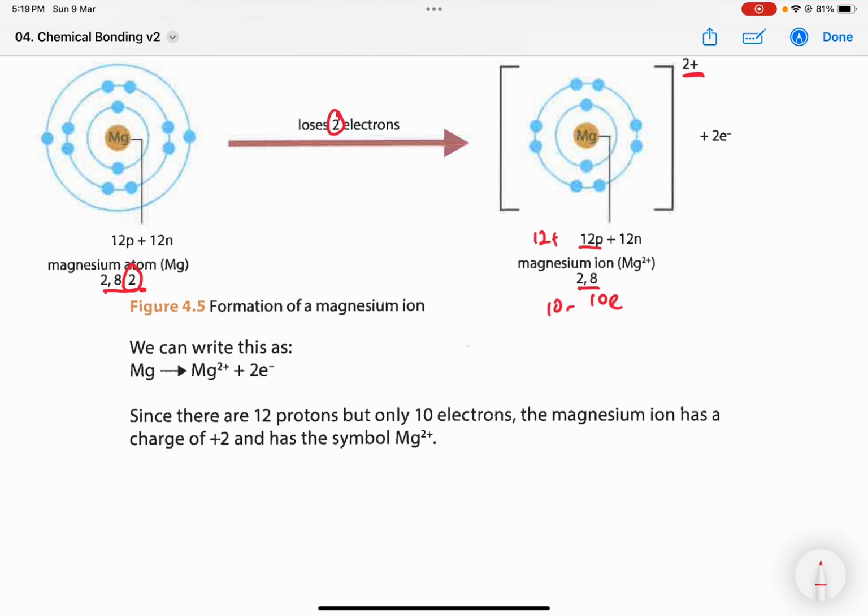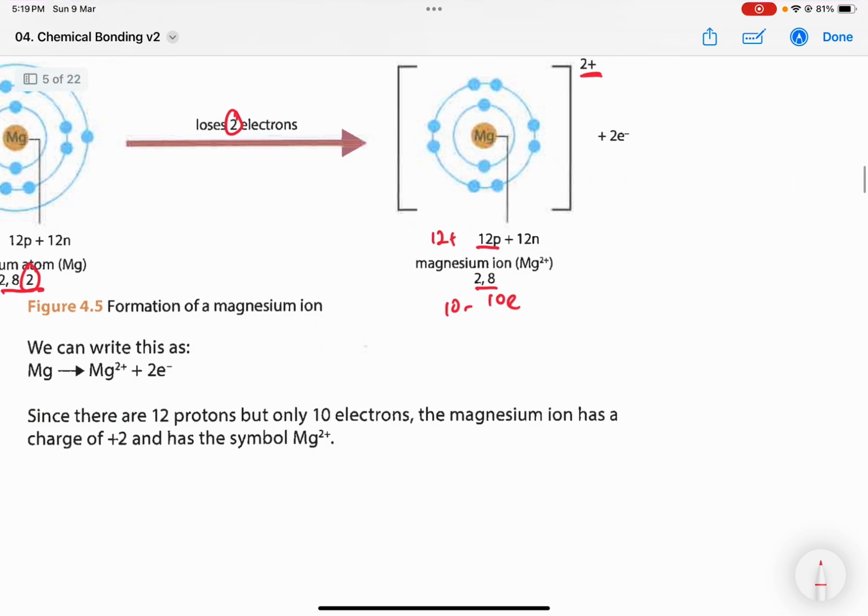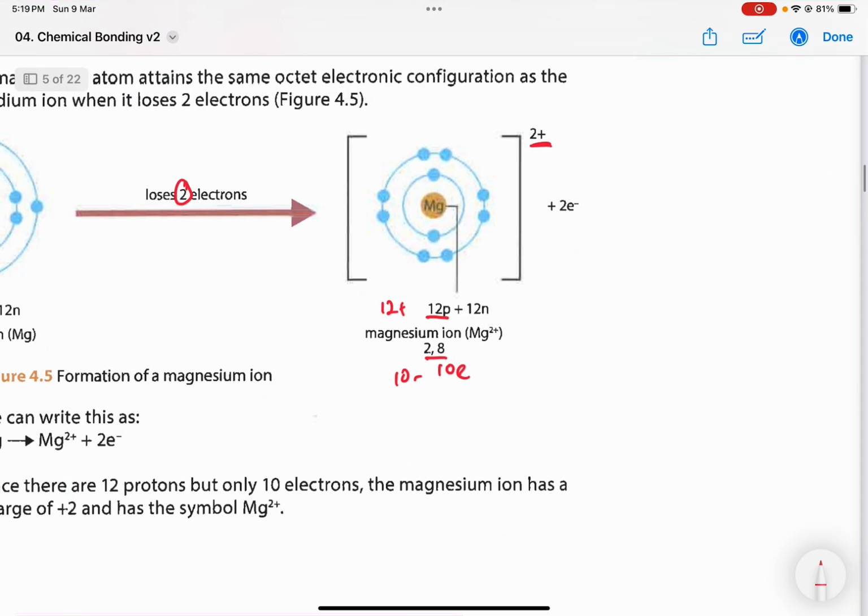Once again, the description. So how would you write the description for this one? I will say that the magnesium atom, so start from magnesium atom, electronic configuration 282, loses 2 electrons.